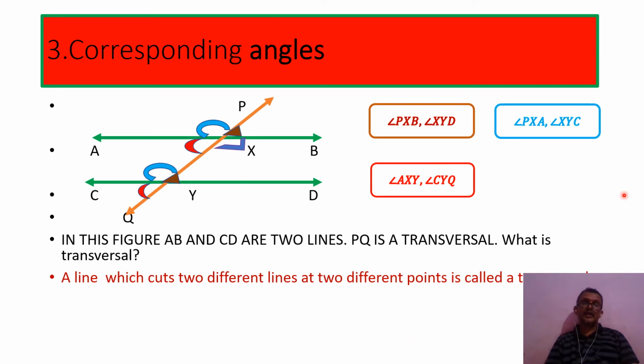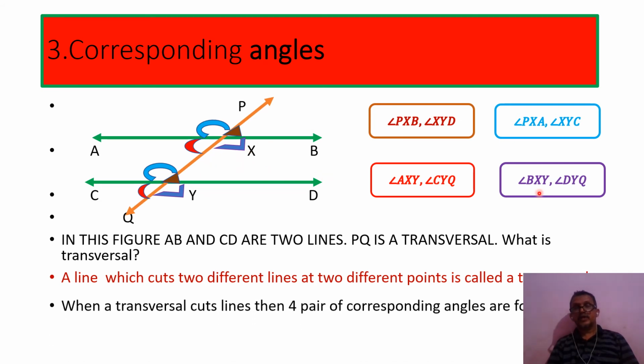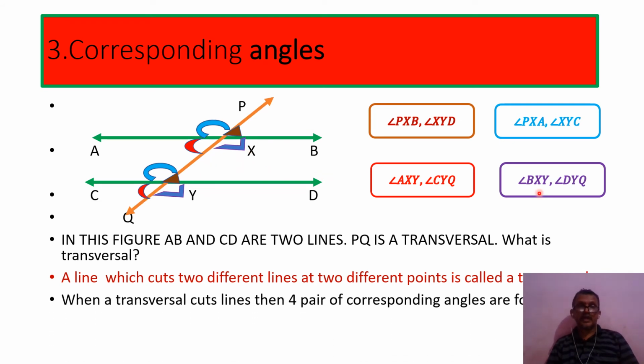Similarly, angle BXY and angle DYQ is another pair. So therefore, four pairs of corresponding angles are formed. They are step-like angles. Observe here, step-like angles. Draw this figure nicely by using colors, then you can understand easily. So when a transversal cuts two lines, then four pairs of corresponding angles are formed.